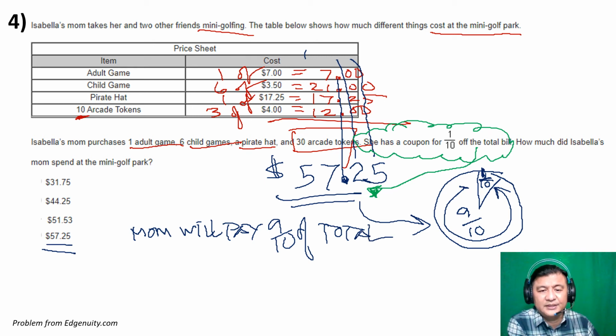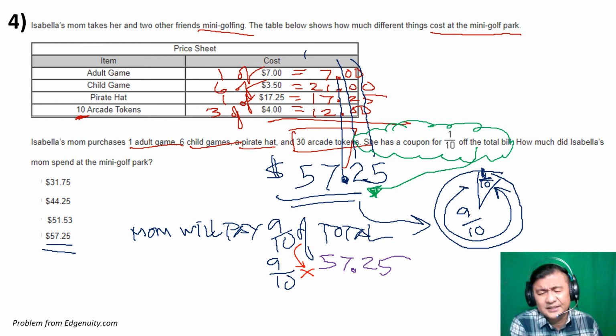All right, so let's write it down. So 9 over 10. Okay, check this out. Off means times. And the total, we got the total a while ago. Our total was 57.25. Okay, now problem. Fraction and decimal again. Which is better for you to use? Yes, some people would like to use decimals better.